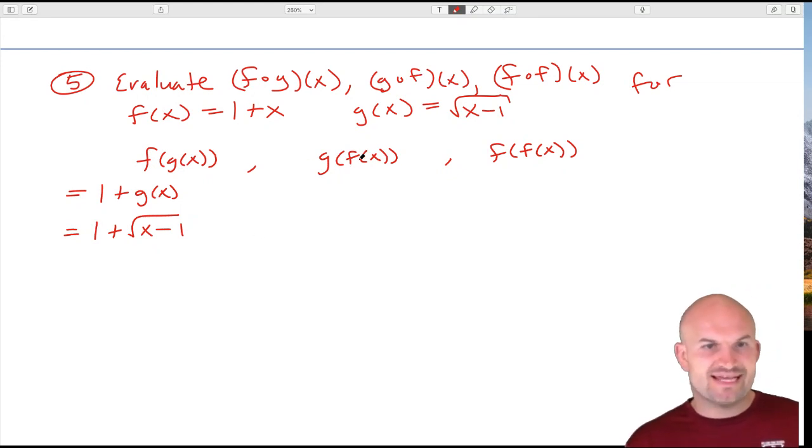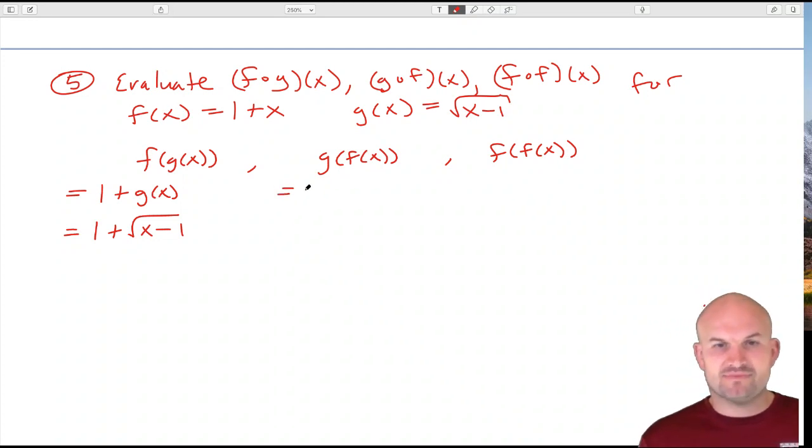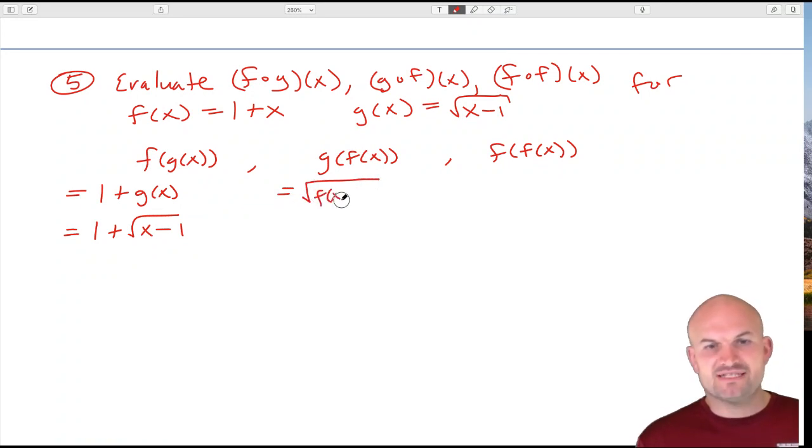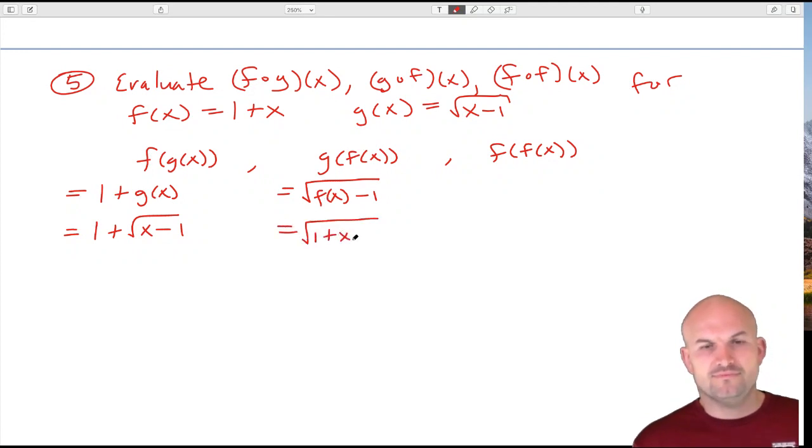For the next one, we're going to take f of x and plug it into g of x. So that would look something like this. We have the g of x function, and then we're going to plug f of x in for the x. Well, now f of x in this case is 1 plus x, minus 1, and that simplifies to the square root of x.